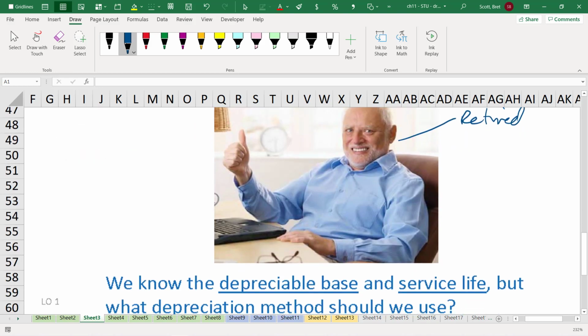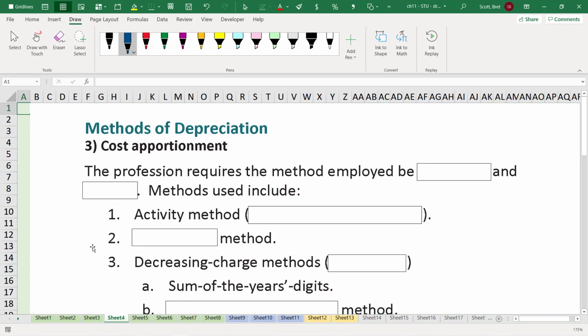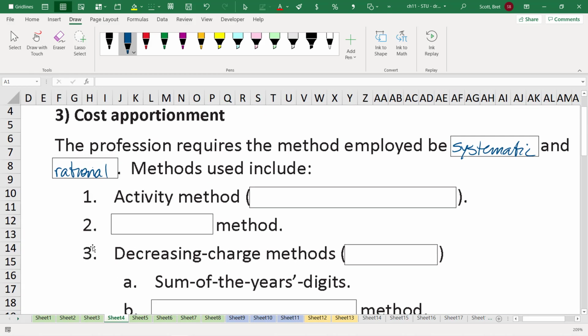So we know the depreciable base, we know the service life, meaning the useful life. So what do we have to worry about now? The next thing we're going to talk about, the third thing, is cost apportionment, which again is just another way of saying which depreciation method we're going to use. We're required to use a method that is both systematic and rational. It has to make sense. It has to be something that can be done on a regular basis and doesn't require a lot of guessing games, right?